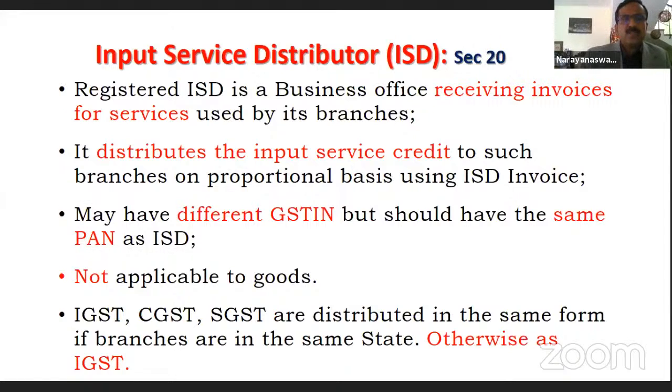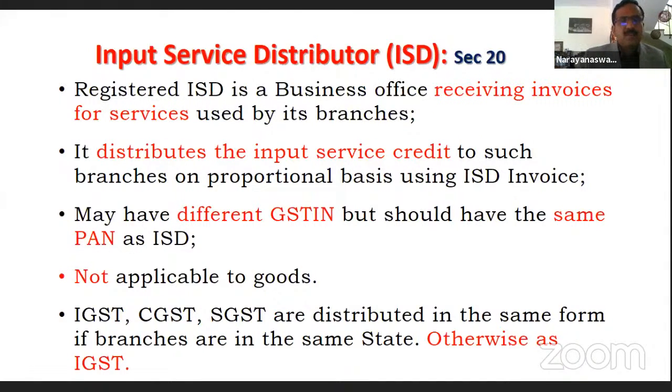So the ISD provision allows him to raise the invoice to the respective branches elsewhere. For example, if only 25% of products are produced in Karnataka, he will give 25% of the ITC to Karnataka, and if 75% is in Andhra Pradesh, he will give that much to Andhra Pradesh. But the condition is that these GSTNs may be different, but all of them should have the same PAN number. The ISD should have the same PAN number and its entities also should have the same PAN number, then only he can distribute the input services, whatever he has received, to other branches.